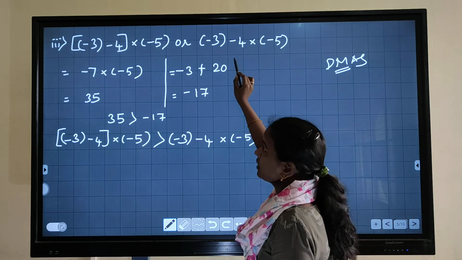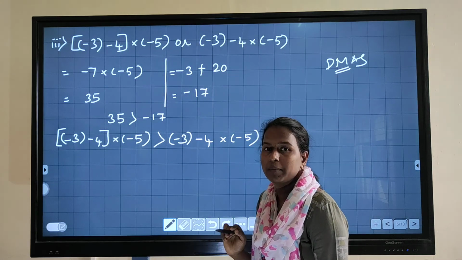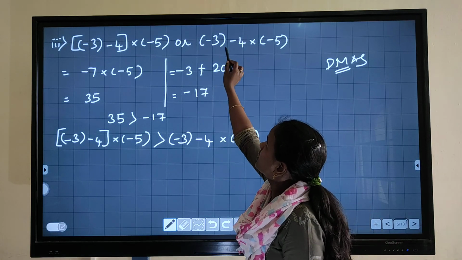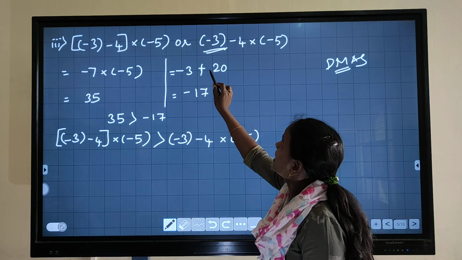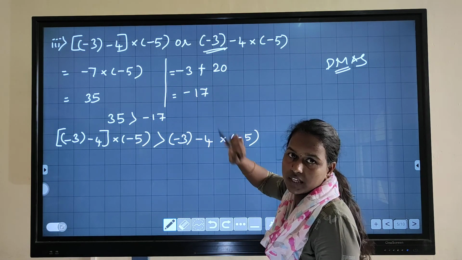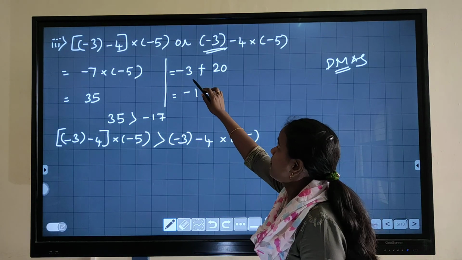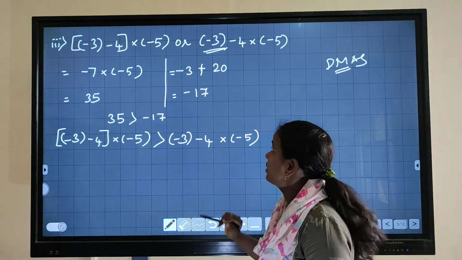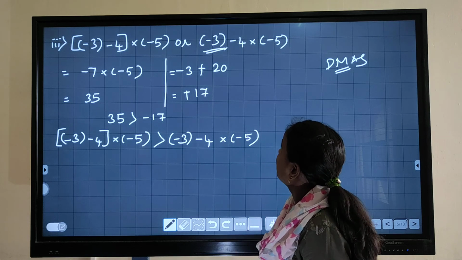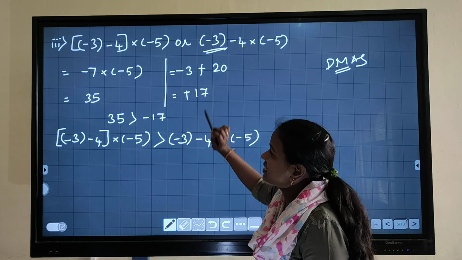4 5s are 20. Here minus, here minus. Minus multiplied by minus will become plus. So plus 20. So what is the remaining? Minus 3. So I am writing minus 3 plus 20. So this is the smallest number, this is the greatest number. Subtract and put the greatest number's sign. So if you subtract 3 from 20, you will get 17. What is the greatest number's sign? 20, so plus. So you will get plus 17.